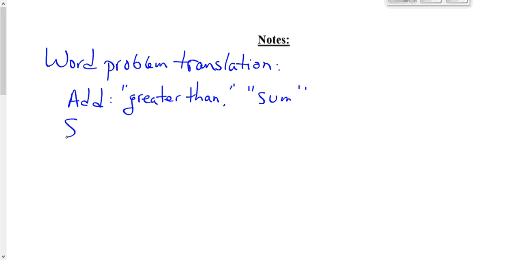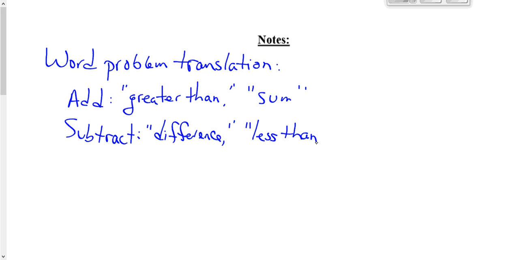What about maybe for subtracting? Difference. Yep, it'd be difference. What about the opposite of this? Maybe less than, right? Yeah. Or even subtracted from, obviously, right? Okay. Multiply. Obviously, if you see the word times, right?